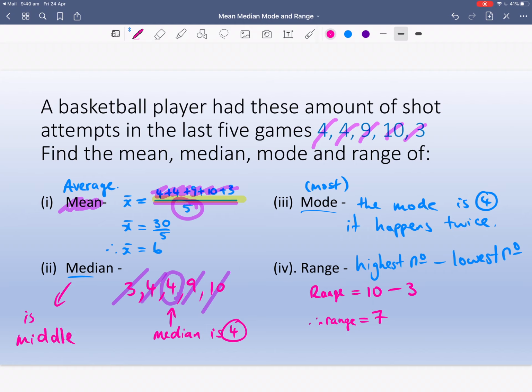So the thing that we need to do is put it in order from lowest to highest, and then we're going to cross out to find the middle number. And the mode is the most. So look at this. Mode starts with MO. Most starts with MO. So the mode is the most. So it's the number that happens the most. And the range is the highest number minus the lowest number.